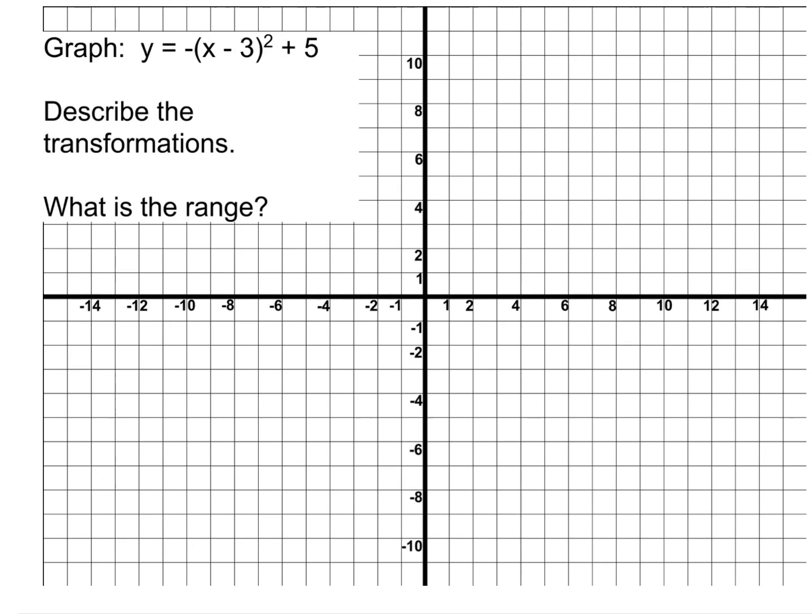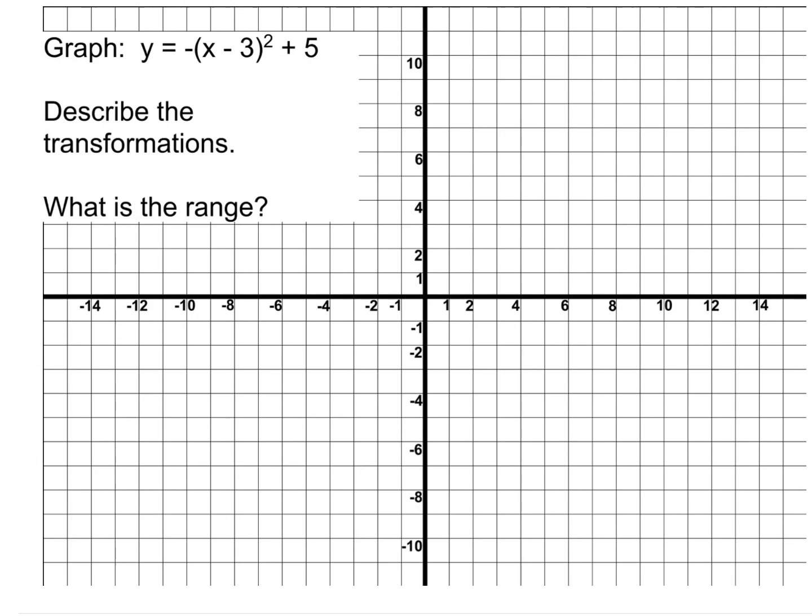All right, so now that you've done them all separately, here let's put them all together into a single equation. And I'd like you to please graph that equation, please describe the transformations and then tell me what the range is going to be for this graph.